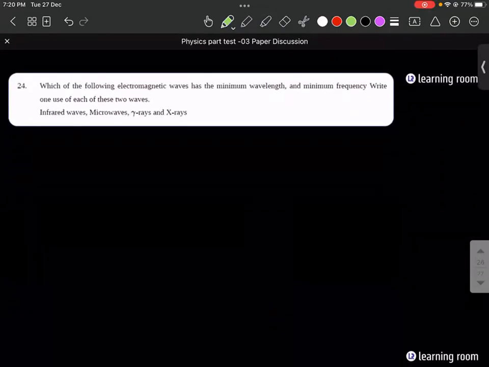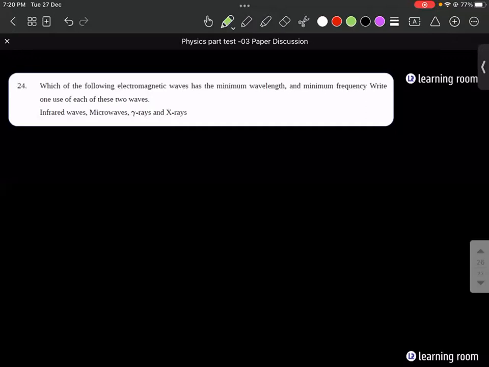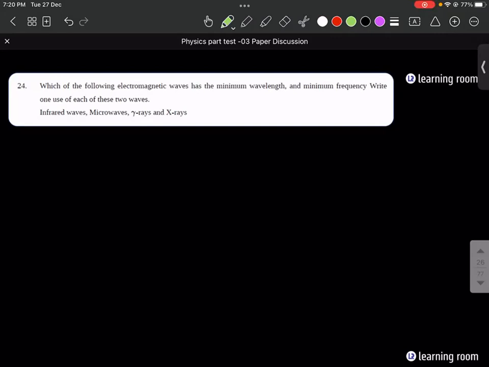Answer 24. This is something that has to do with memory. Which of the following electromagnetic waves has minimum wavelength and minimum frequency? Write one use of the following. So out of the four that are given, which one has the minimum wavelength? Gamma ray, because it has maximum energy. Yes. Then what about the minimum frequency? Microwave.